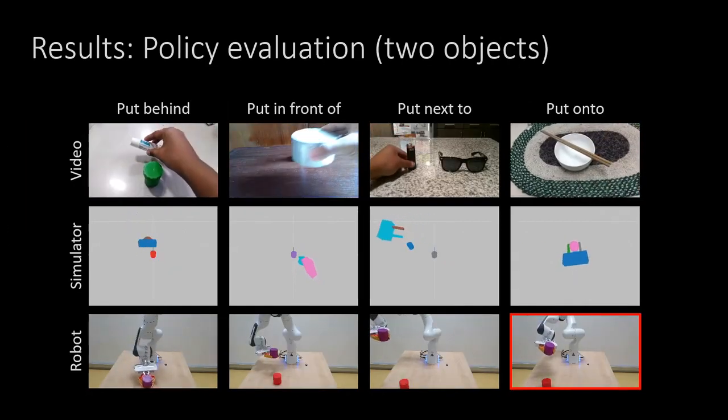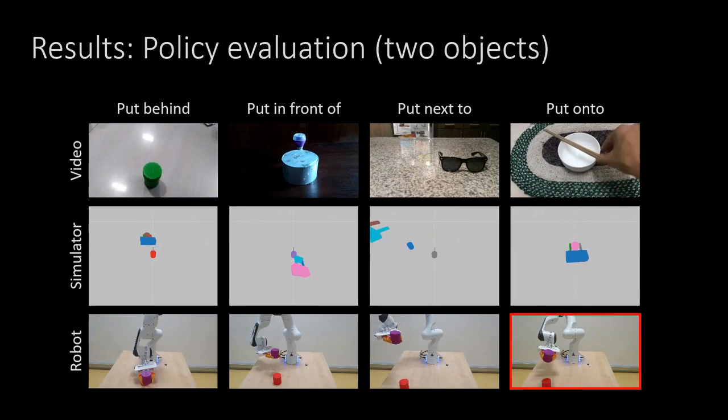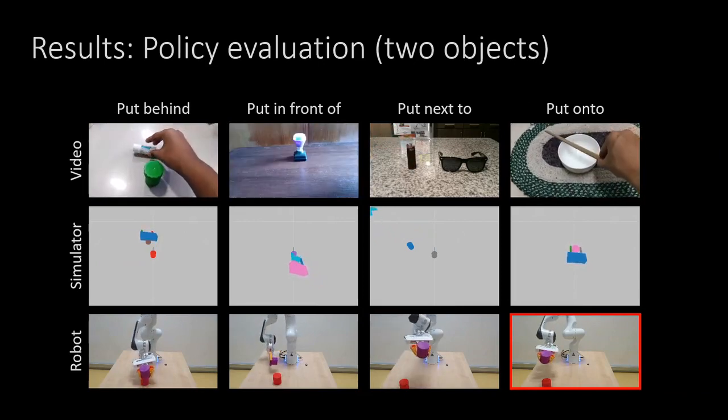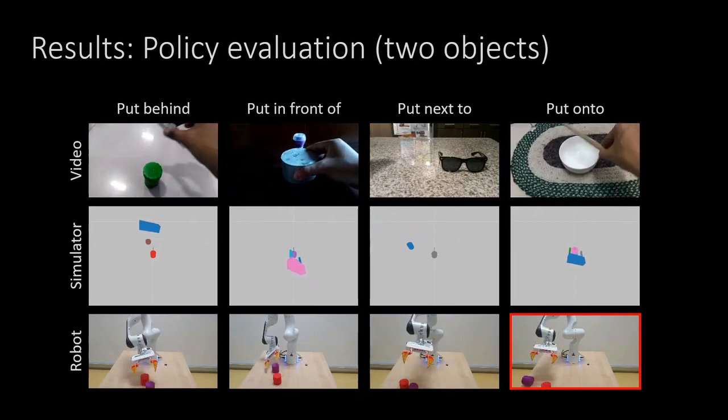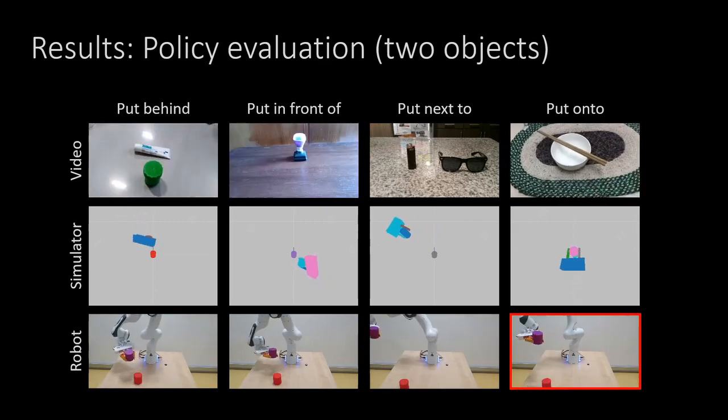Similar results can be seen for actions involving spatial reasoning of two objects. Putting something onto something is very challenging, and our real robot fails at this task.